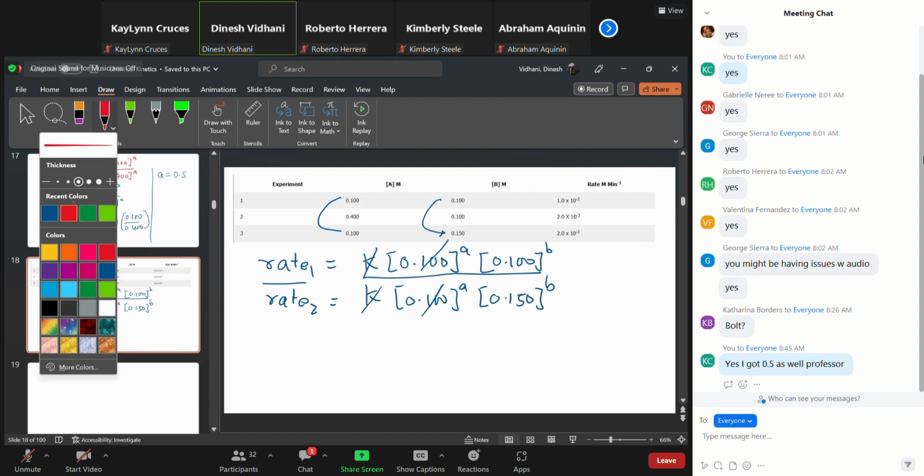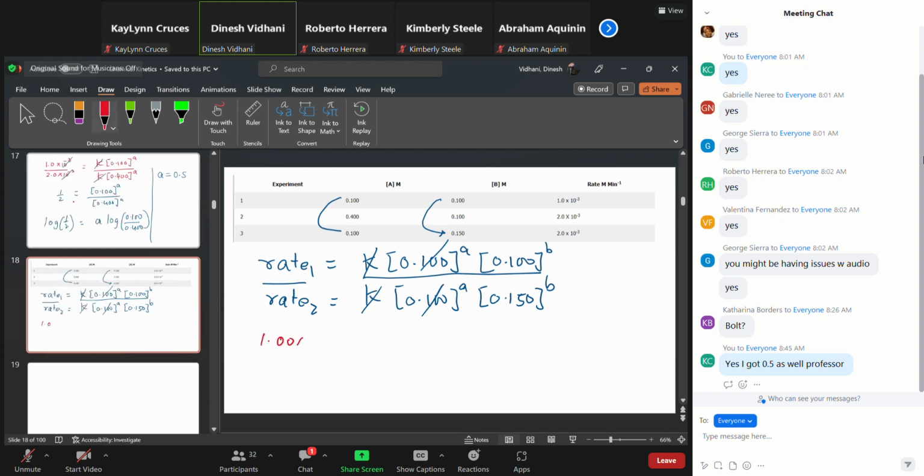And when you look at the rates, that's going to be 1.00 × 10^-3. This is molar per minute. And the second one is 2.00 × 10^-3. That's going to be 0.100 to the B over 0.150 to the B. Can you tell me what you get in this equation? What is B? Using the same method, using log.